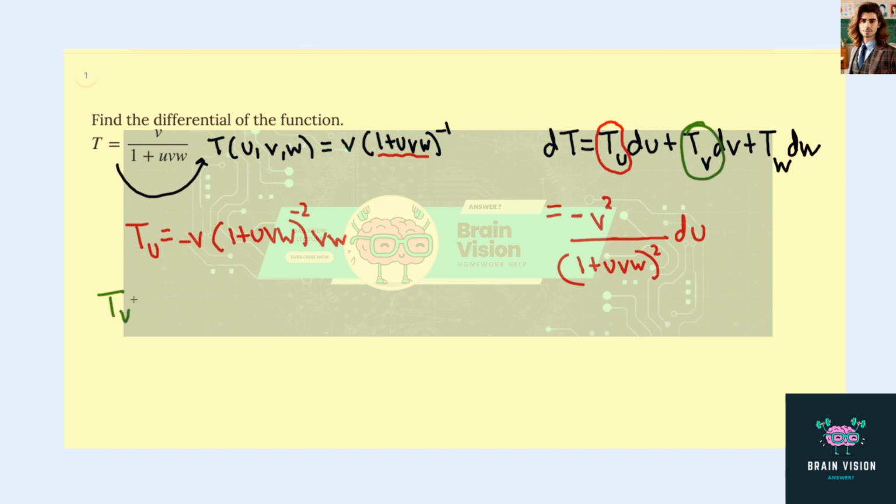Next one, derivative with respect to v. Same idea here, similar idea. We'll use the power rule on this. But also, as we can see here, because we're doing it with respect to v, let's actually differentiate the original. Let's use the quotient rule over here. So the quotient rule, recall that. I'll write that over here for you.